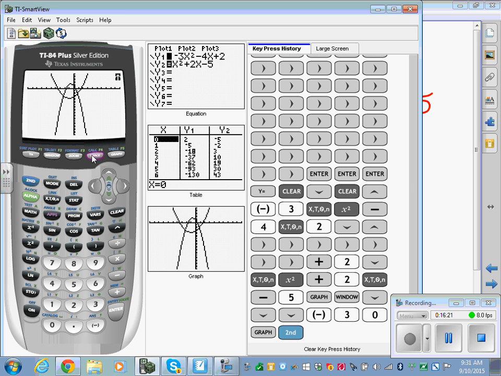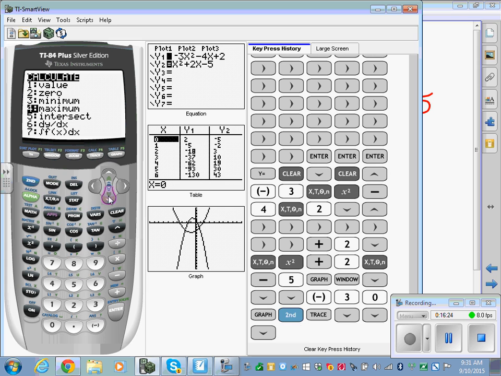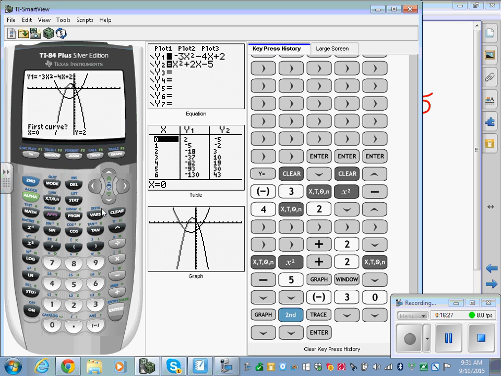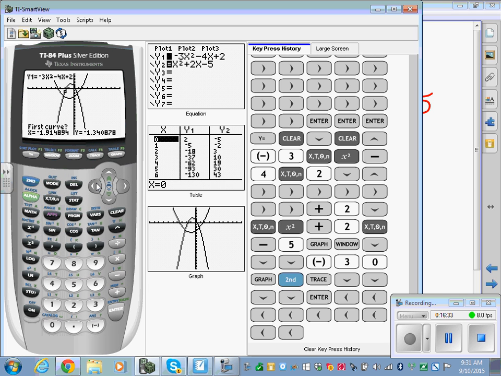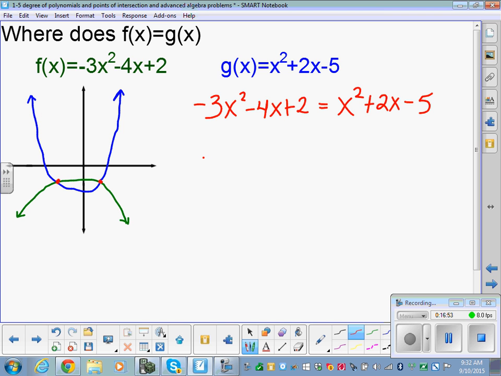Okay. Let's calculate the intersection point. So I did second trace and then intersect. Now it says first curve. I'm going to go over and be close to this intersection point so it knows I want that intersection point. Now I'm on that upside down parabola. I hit enter. It's automatically going to go to the second parabola, so I'm good. I hit enter and enter again. My intersection's at x equals -2.27, and we only need the x value, right? So I'm going to just write that, -2.27, really quick. So we just solved x is equal to -2.27.